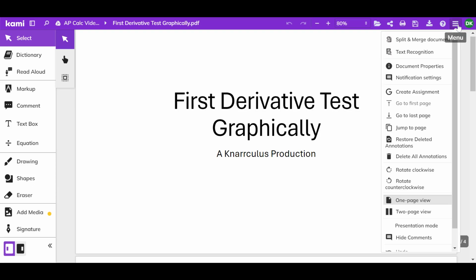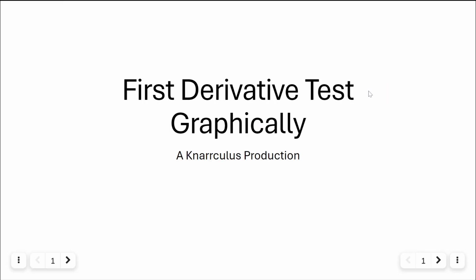Today, we're going to be talking about the first derivative test that we've already looked at algebraically and analytically. We are going to apply the first derivative test graphically to a given graph. All right, so let's get started. We'll see how it all works. We'll review that first derivative test real quick.